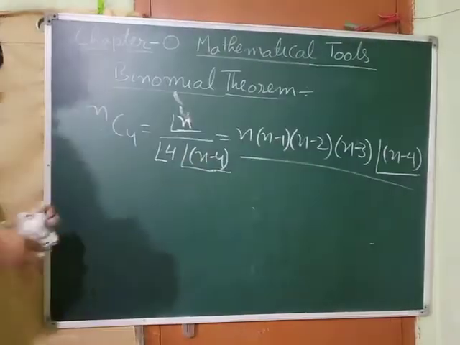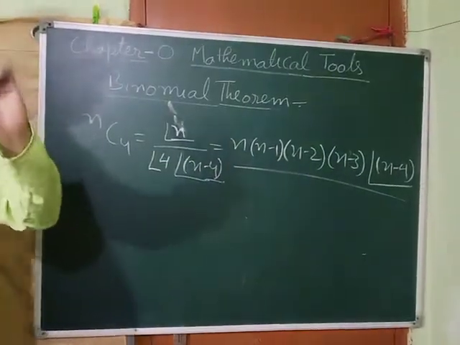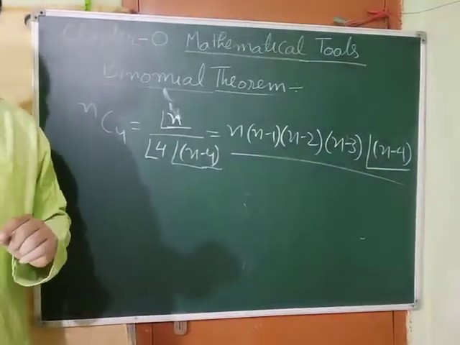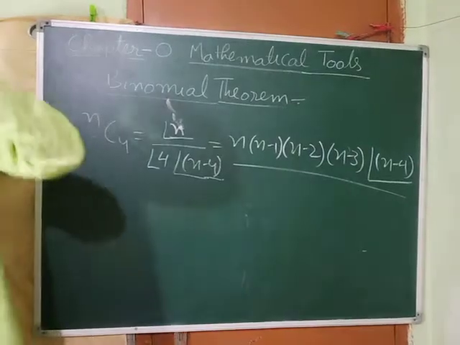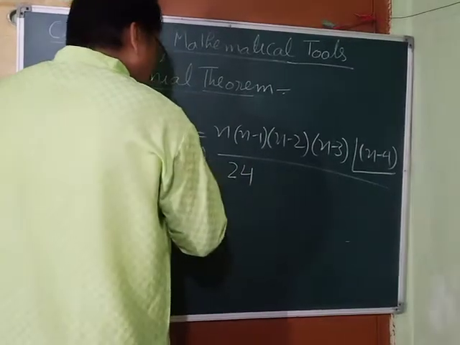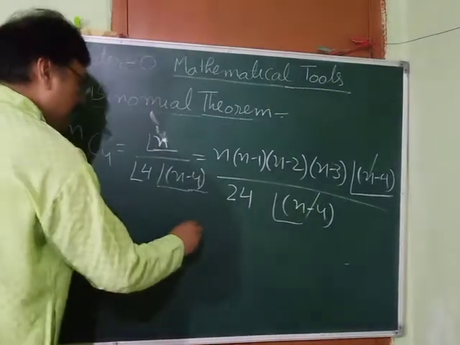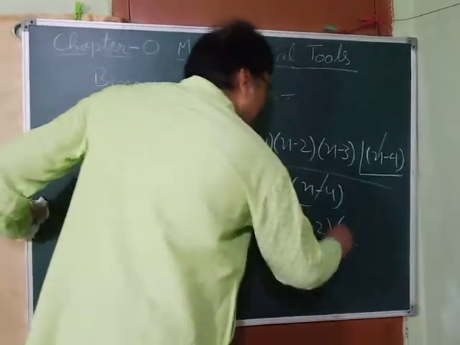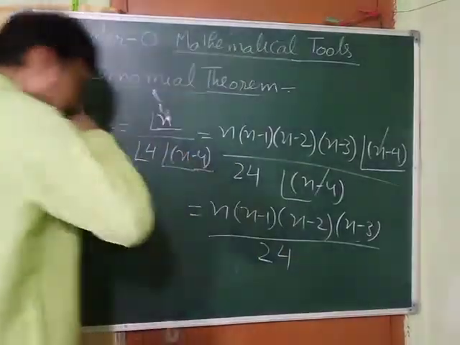What is factorial 4, my dear children? Children used to make mistakes here also. They write 4 simply, but it is factorial 4. So factorial 4 is 4 into 3 into 2 into 1. 4 into 3 is 12, 12 into 2 is 24, 24 into 1 is 24. So we will get 24 here. And factorial n minus 4 will cancel out, and we will get n, n minus 1, n minus 2, n minus 3 upon 24.